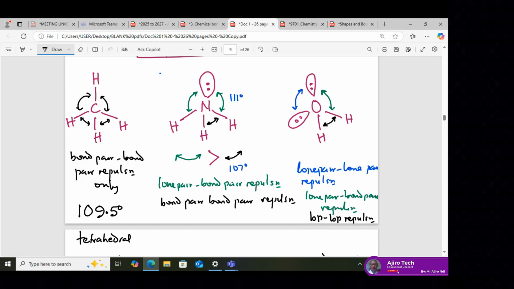Look at these 3 also. CH4. Look at carbon and nitrogen of the same period, so the radius is similar. Carbon has 4 bond pairs, no lone pairs. The bond angle is maximum, 109.5. Nitrogen has 3 bond pairs and 1 lone pair. That decreases the bond angle a little bit. Water has 2 bond pairs and 2 lone pairs. That decreases it further. So the more lone pairs you have in the molecule, other factors being equal, the lower the bond angle. Do you understand that? Yes.